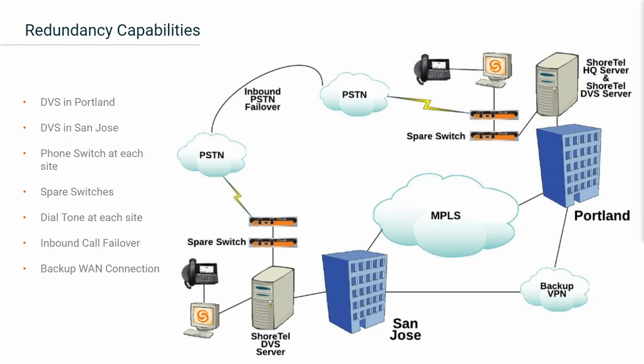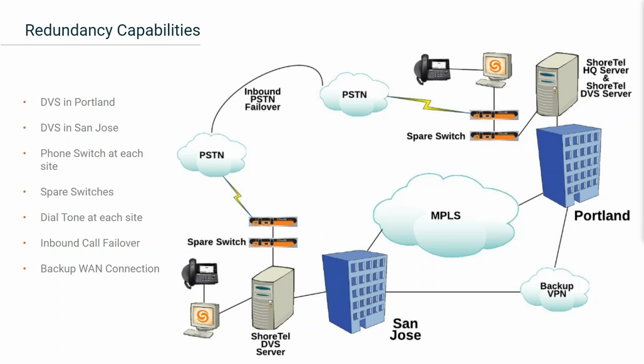And the last thing we have here is an MPLS or a WAN connection, whatever that happens to be. But in this case, you can see we also have a backup VPN connection. So this could be handled with an SD-WAN service, or just with a router that has a backup VPN and a primary internet connection between the two sites.